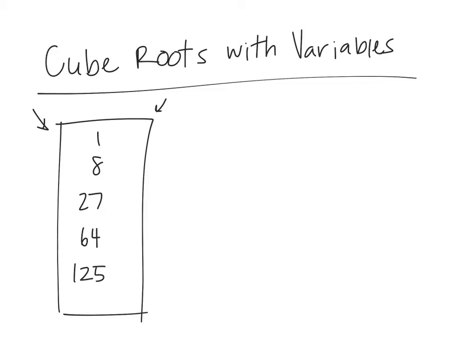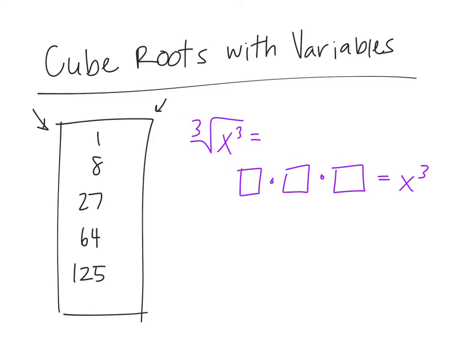So if I were to take the cube root of x to the third power, that is saying some number times some number times some number is going to give me x cubed. Well, if they all have to be the same thing, the only answer I could have is x. So the cube root of x cubed is just x.